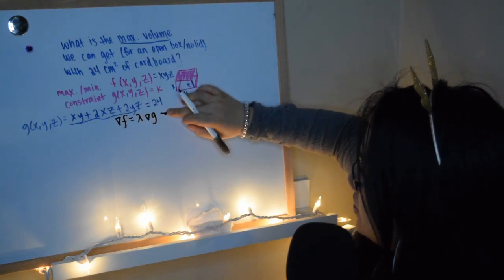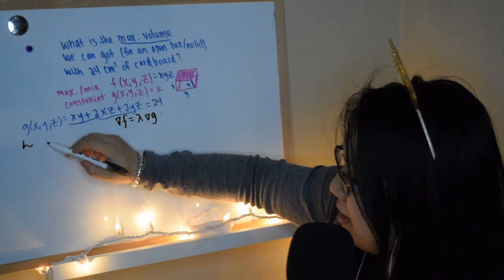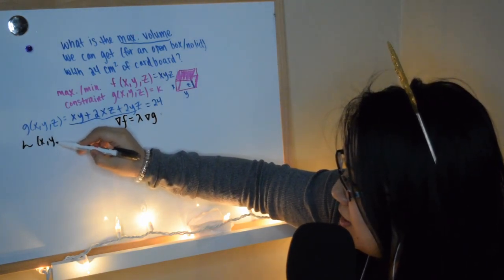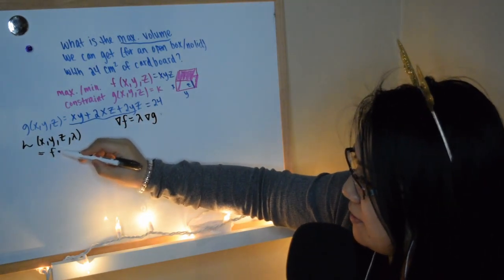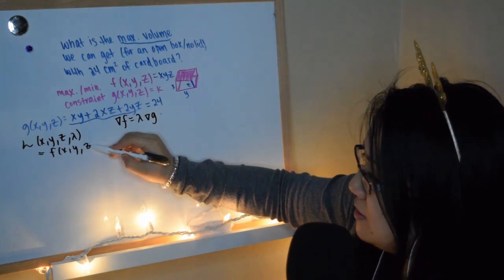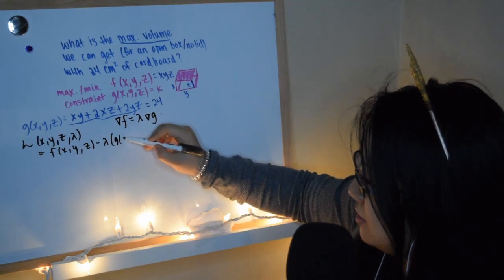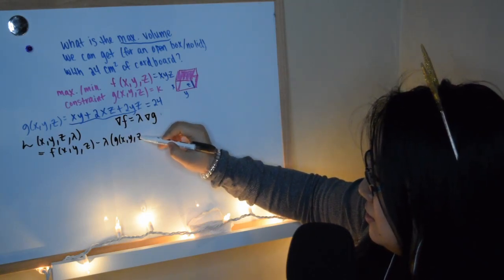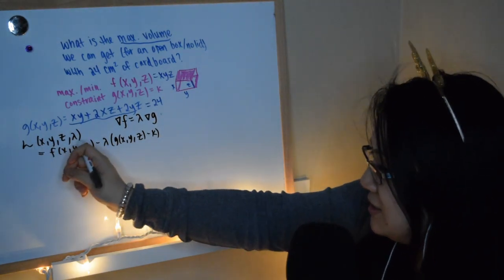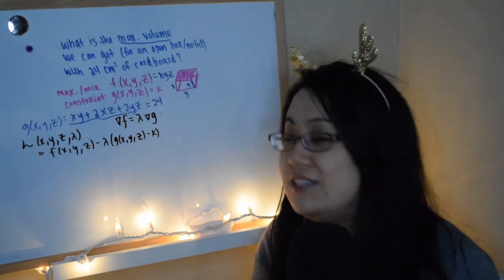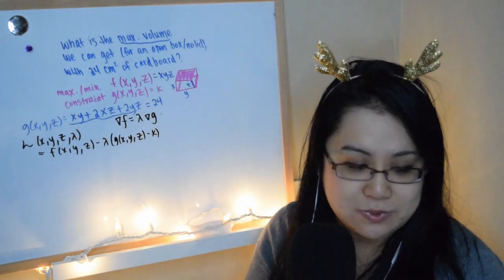And another way of writing this is that if I just move this over to the other side, I can define my Lagrangian as a function of x, y, z, and lambda. I can just write f of x, y, z minus lambda times g of x, y, z minus whatever that constant k is, right? So that is the official Lagrangian. It's a function of my x, y, and z and my Lagrange multiplier.